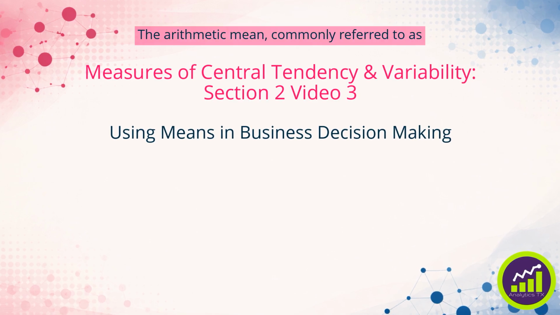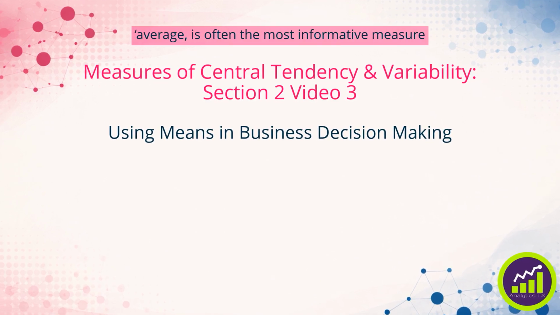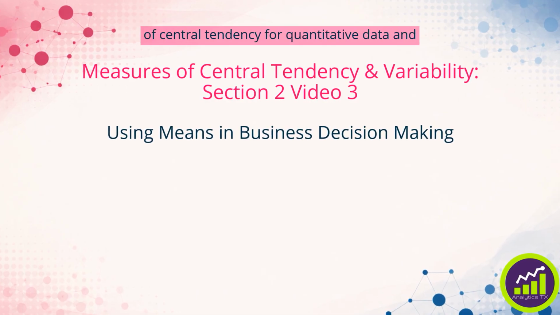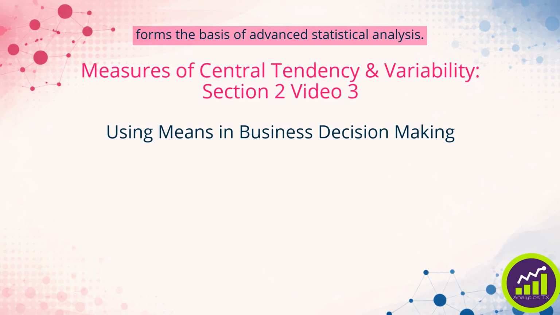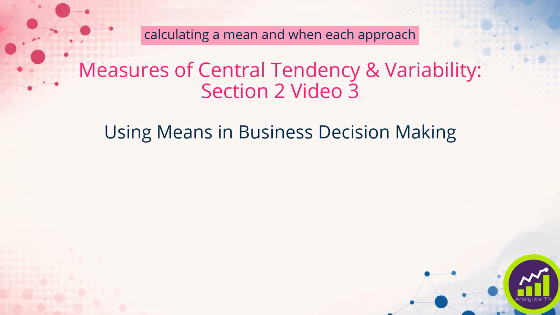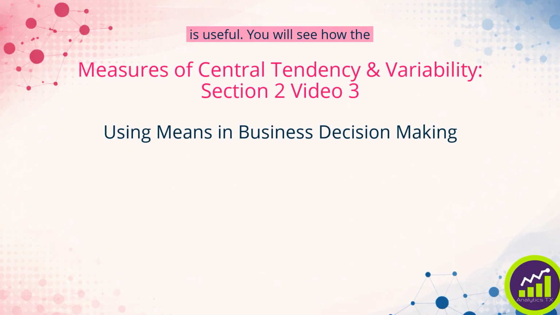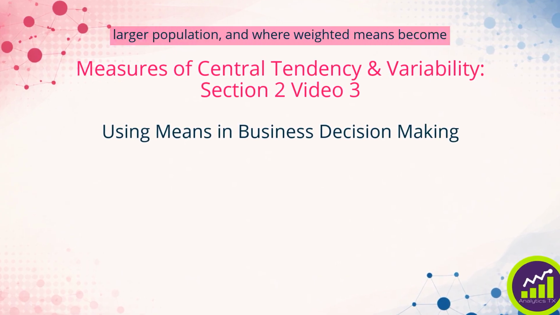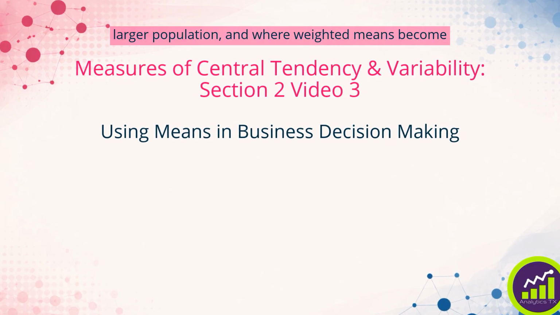The arithmetic mean, commonly referred to as average, is often the most informative measure of central tendency for quantitative data, and forms the basis of advanced statistical analysis. We will look at different ways of calculating a mean, and when each approach is useful. You will see how the sample mean can stand in for a larger population, and where weighted means become essential.